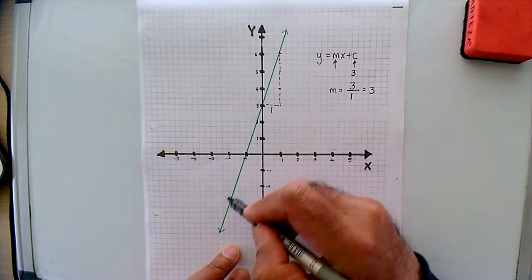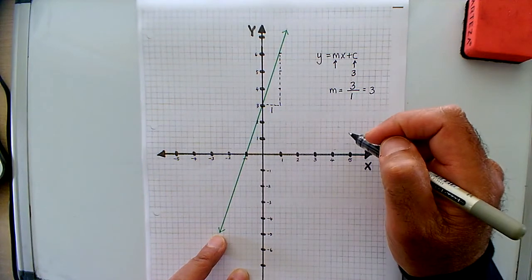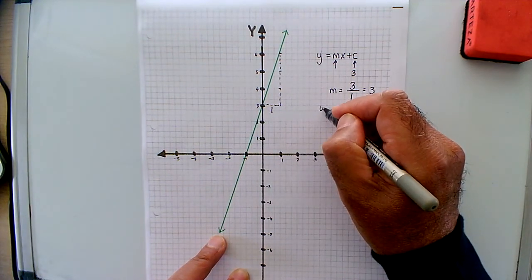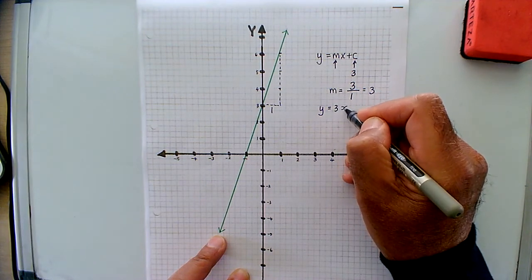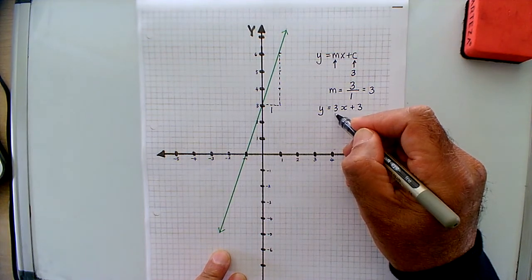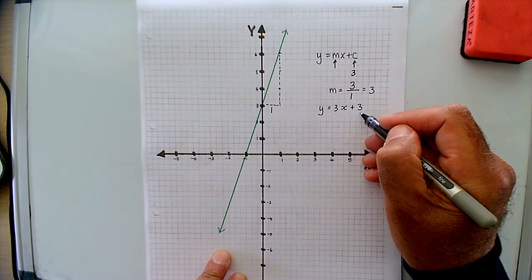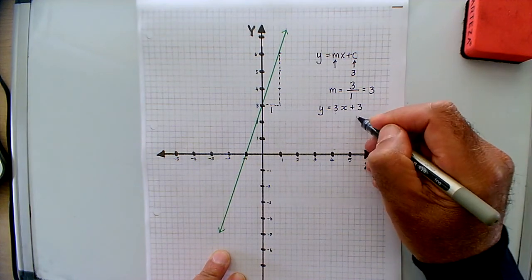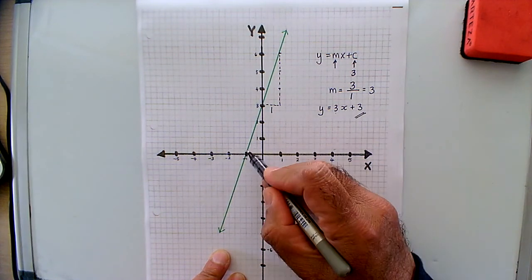So that means the picture here, or the graph of this line, has a name, and the name is y is equal to 3x plus 3. It's telling me that the steepness is 3 over 1, or 3, and it's telling me that it cuts the y-axis at 3. So that's the name of that line, or that's the equation of that line.